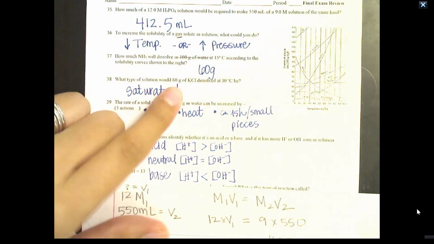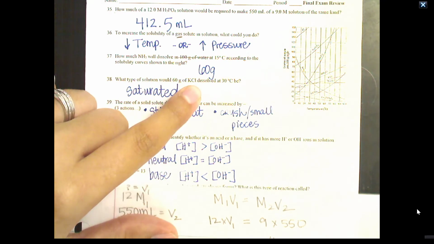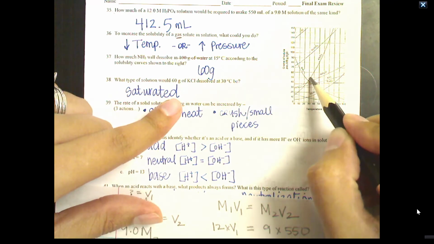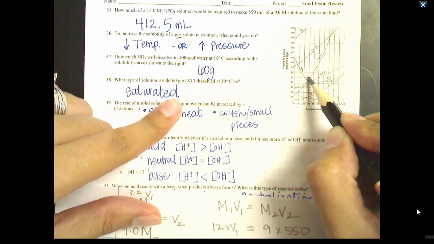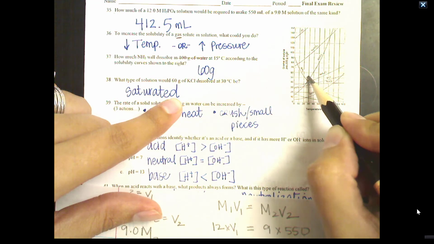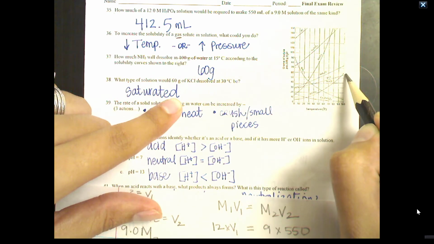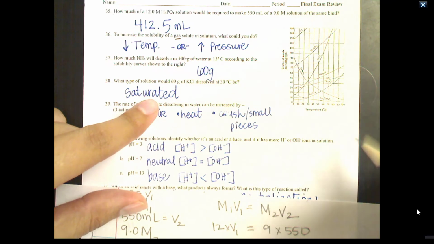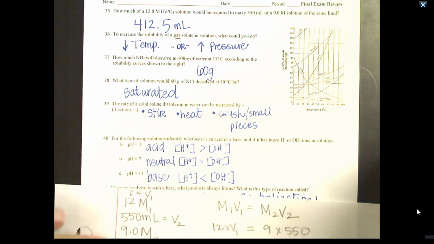38 says, what type of solution would 60 grams of KCl dissolved at 30 degrees Celsius be? So we have to find 60 grams at 30 degrees. We make a dot there, and then we compare that to the KCl line. And we can see that it's above the KCl solubility line. So anything on or above that line is saturated. Anything below it we'd call unsaturated.